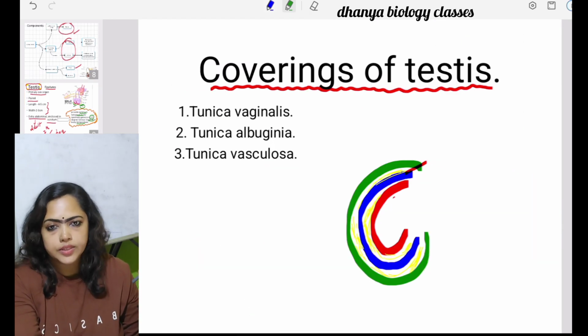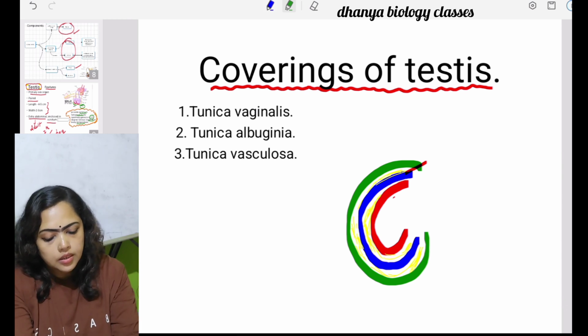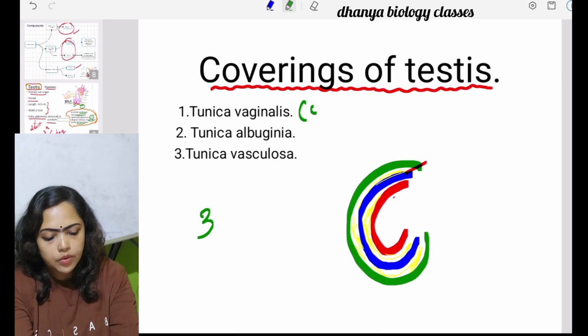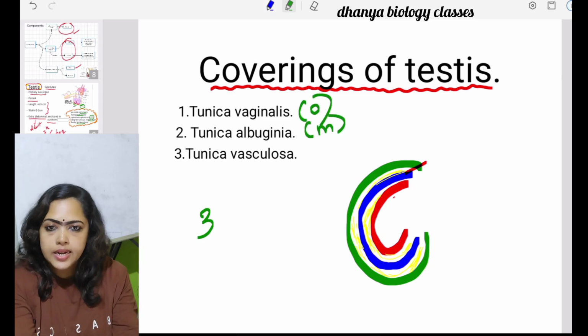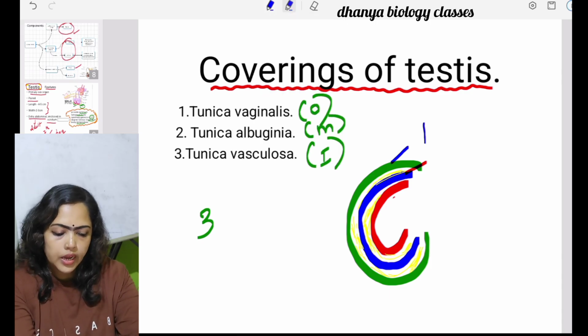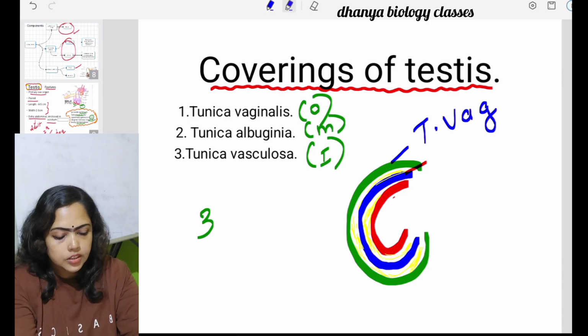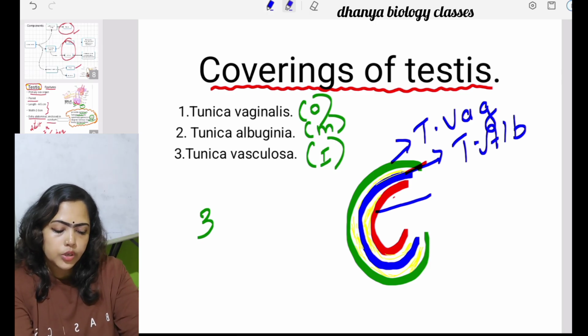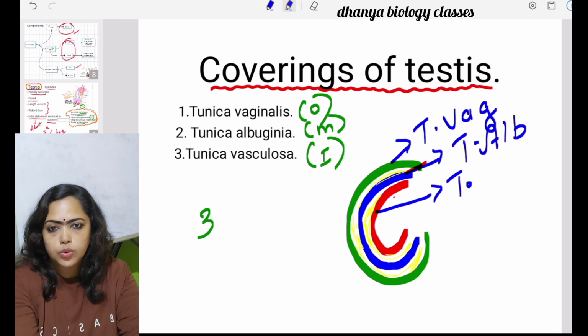And next, coverings of testis. It is externally covered by 3 layers. How many layers? 3 layers. Outer layer is called as tunica vaginalis. Middle layer is called as tunica albuginea, and inner layer is called as tunica vasculosa. Okay. So this is the outer layer called tunica vaginalis, and the middle layer is present, which is called as tunica albuginea, and the inner layer is called tunica what? Vasculosa.